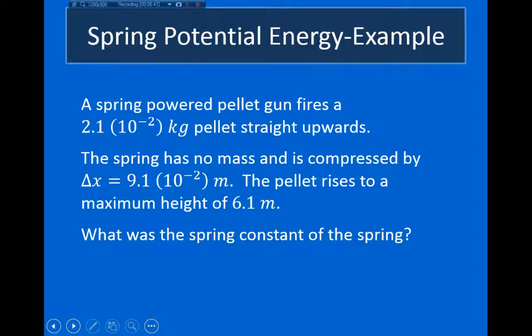So let's go ahead and look at a few examples. This first example says, a spring-powered pellet gun fires a 2.1 times 10 to the minus 2 kilogram pellet straight upwards. The spring has no mass and is compressed by 9.1 times 10 to the minus 2 meters. The pellet rises to a maximum height of 6.1 meters. What is the spring constant of the spring?